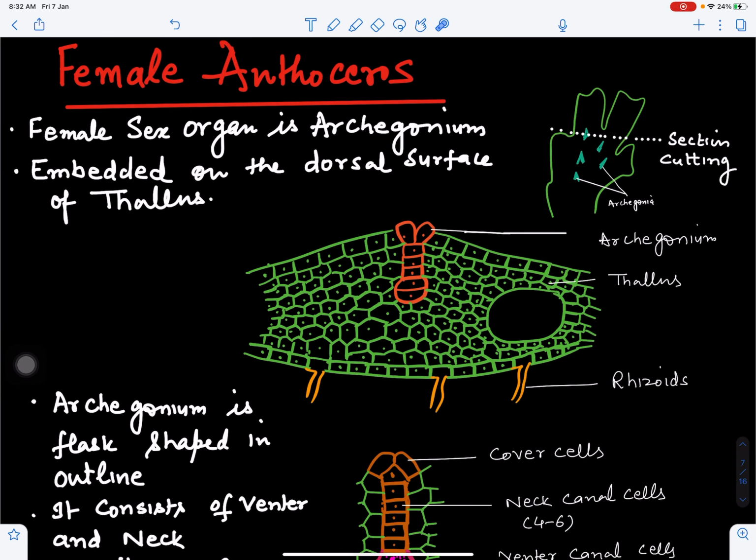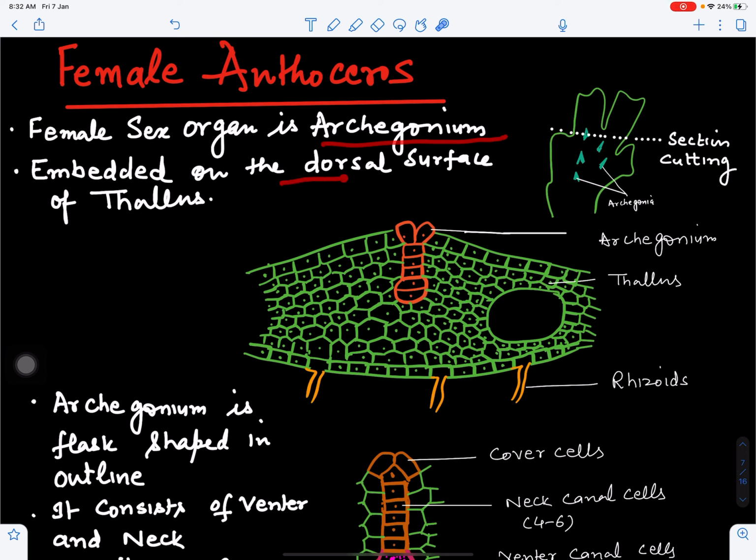In this video, we will discuss female Anthoceros. Anthoceros reproduces by sex organs, Antheridium and Archegonium. Archegonium is the female sex organ. The male sex organ we have previously discussed in the earlier video. Link will be shared in the description box.